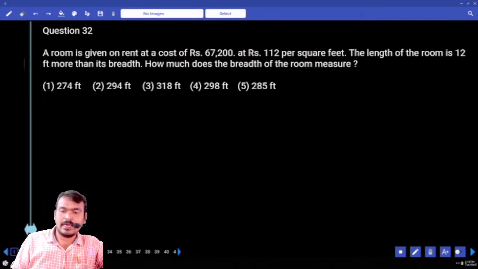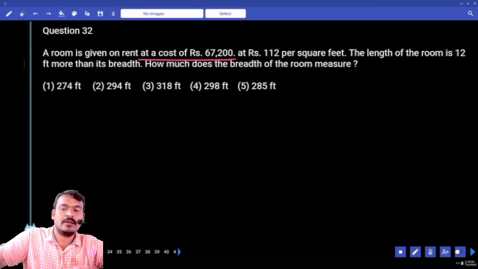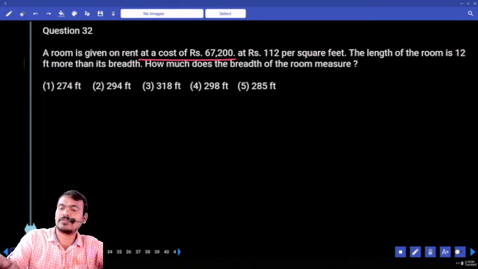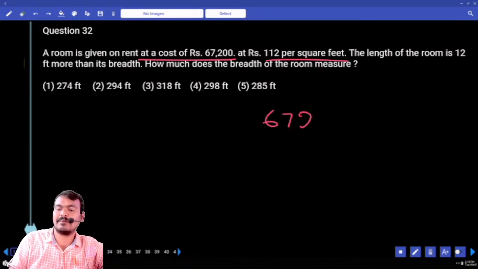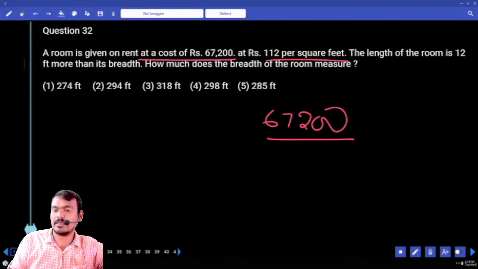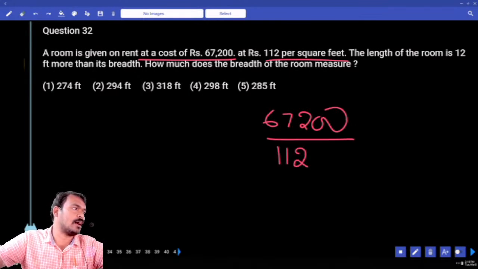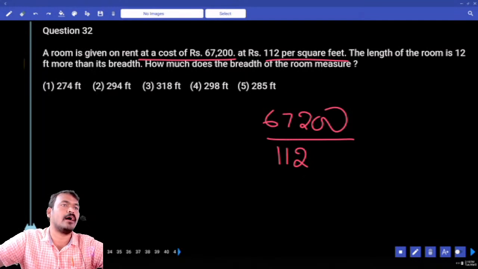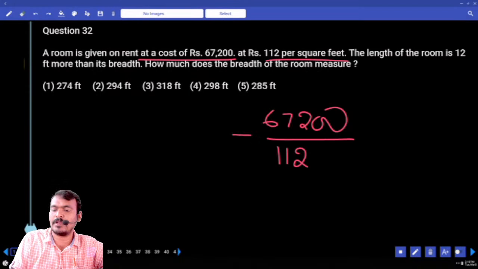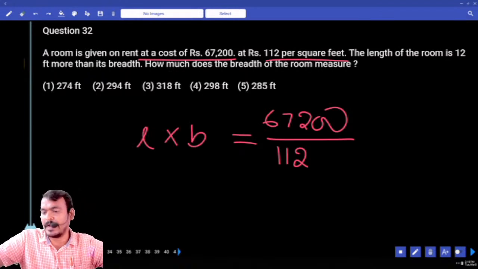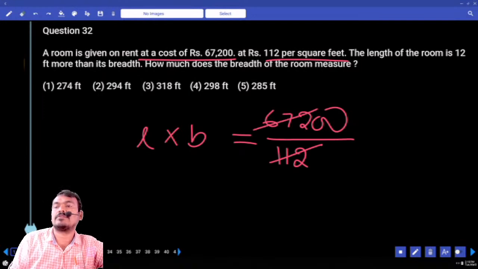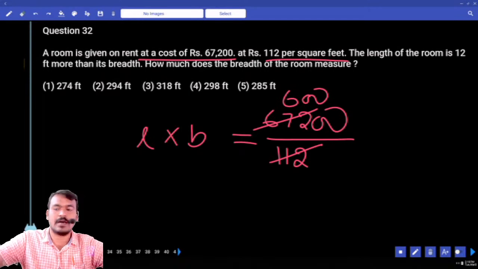Okay. And here, what is the total cost? Total cost is 67,200. Every square feet is how many rupees? 112. Total cost by per square feet cost, we get the number of square feet. That number of square feet is equal to the area of the rectangle. Area of the rectangle means length into breadth. 112 how many times? Almost 6 times, nothing but it is 600. Length into breadth is 600.